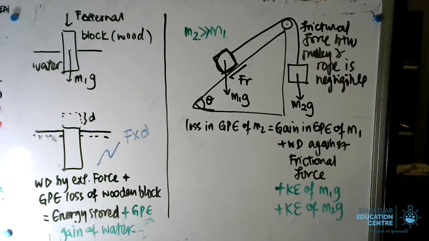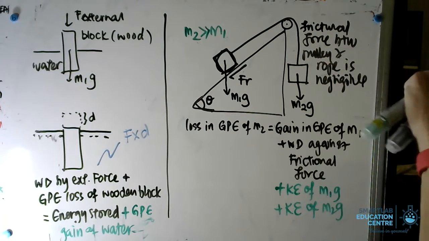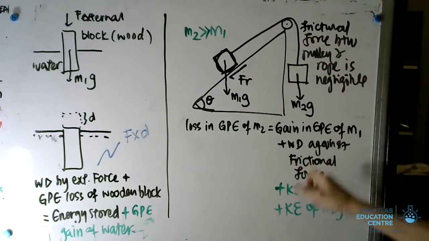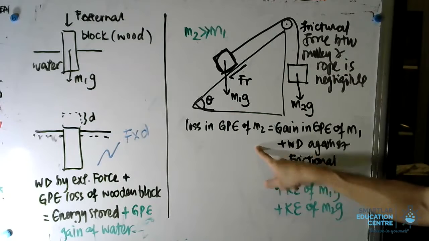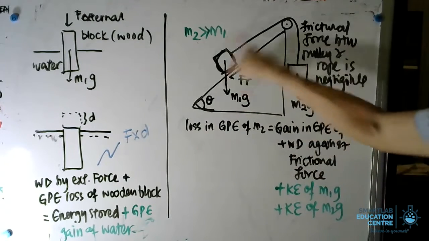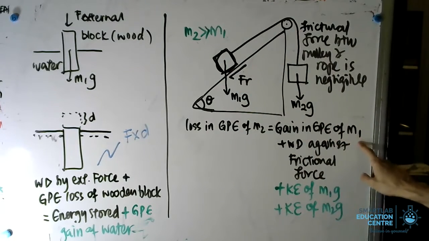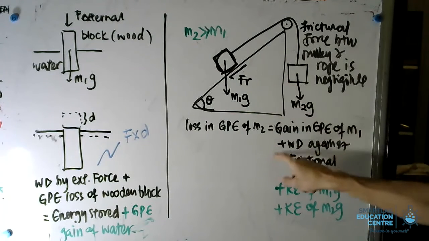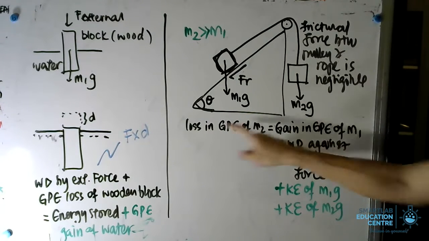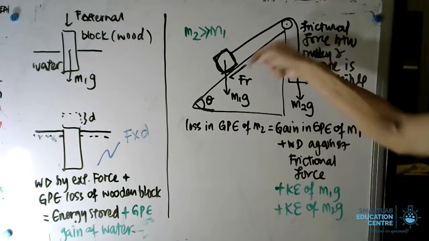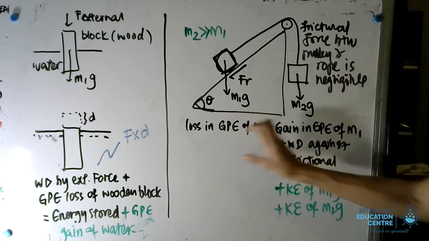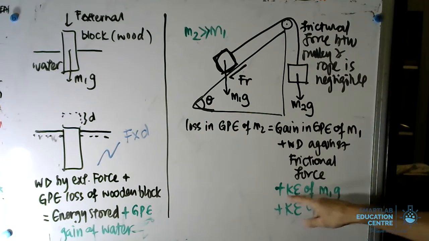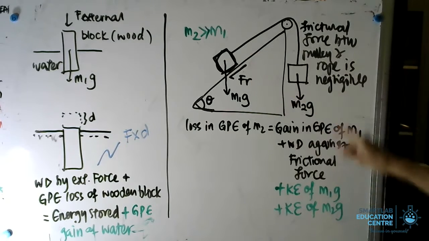With that, let us see how energy is being translated. As M1 moves up and M2 moves down, clearly M2 will be losing gravitational potential energy. That energy will be translated to the gain in gravitational potential energy of M1. Some of this energy will also be translated to work done against the frictional force acting on the block M1. The part that's typically forgotten is that this energy is also being translated into the kinetic energy of M1 and M2.